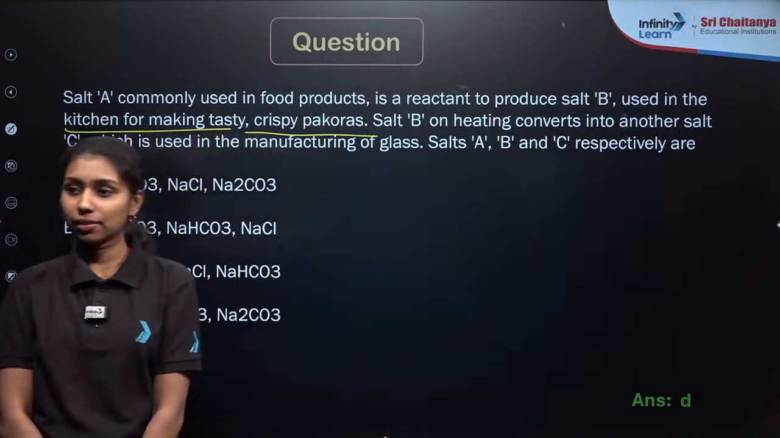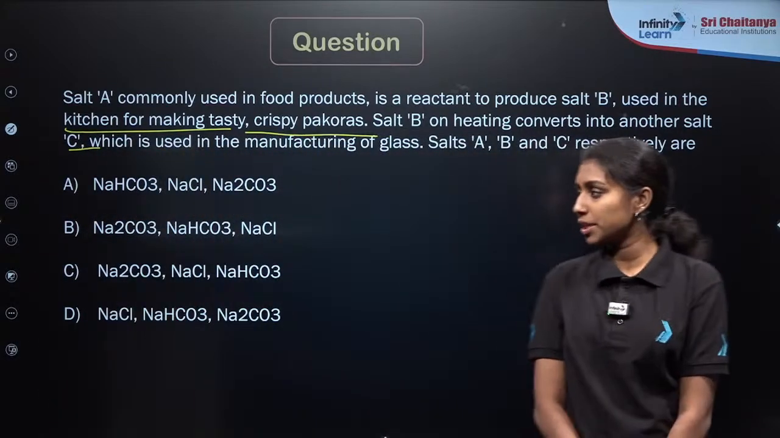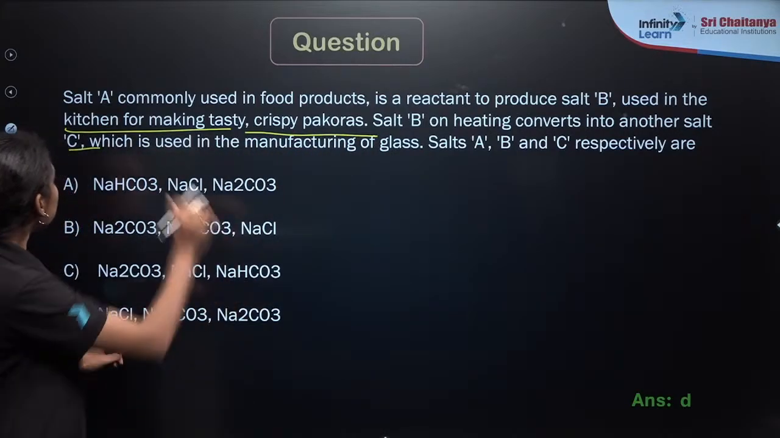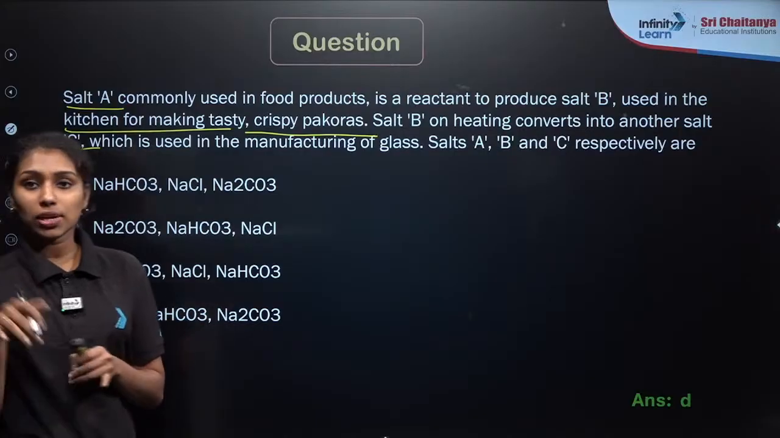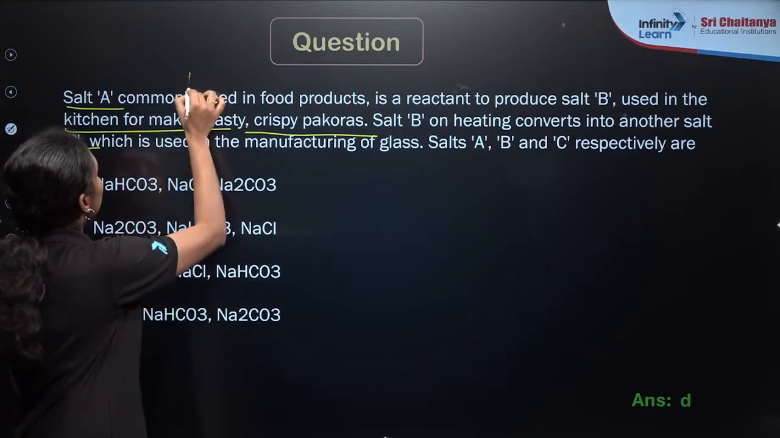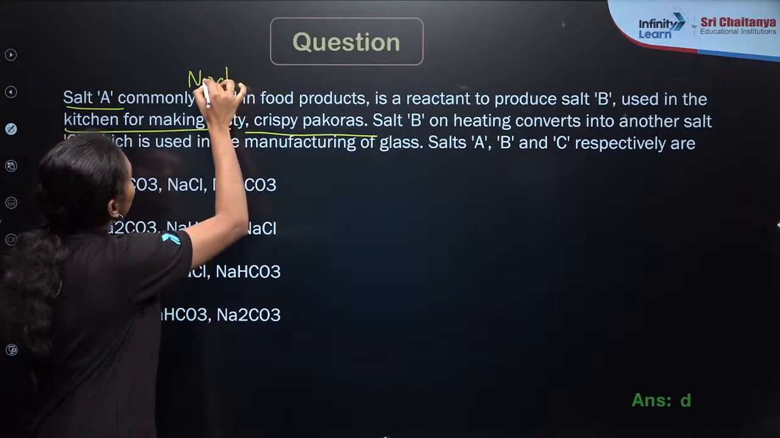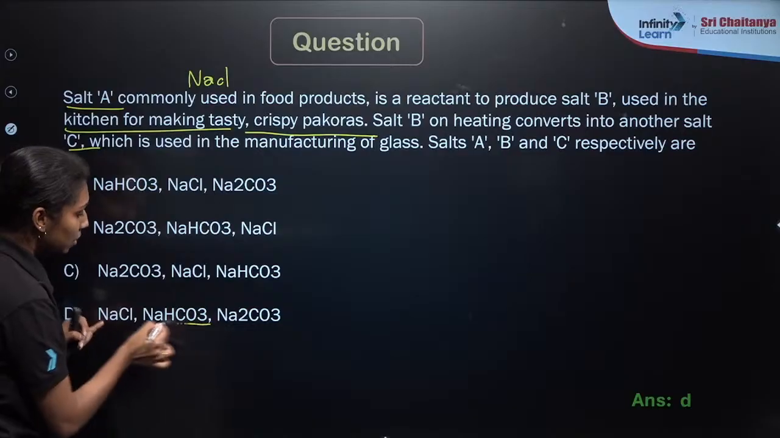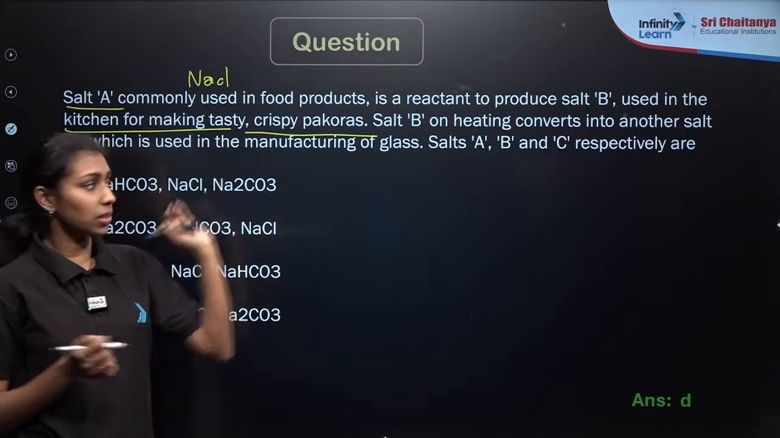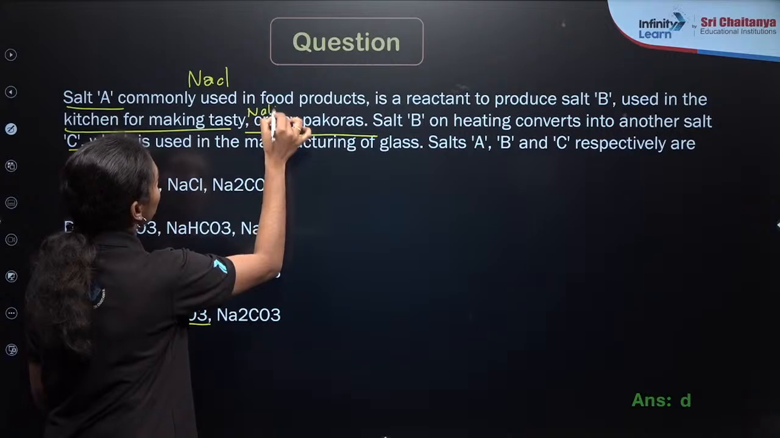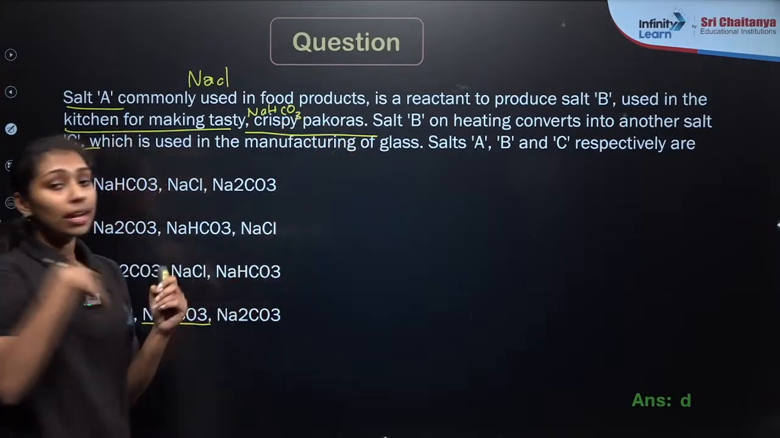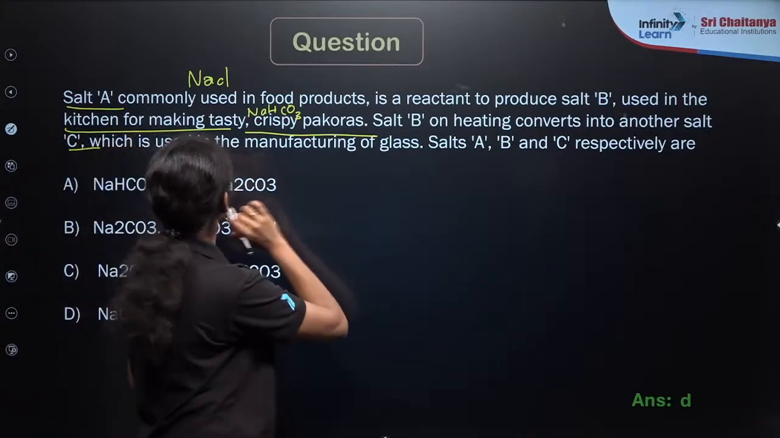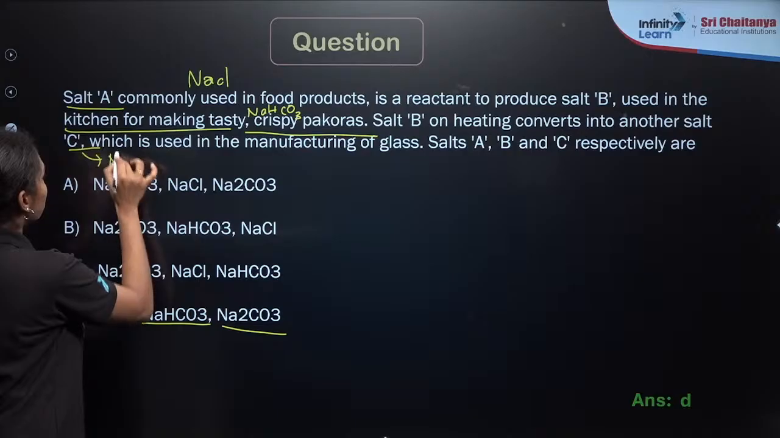So there is no correct answer I have seen in the comment box. So option D will be our correct answer, that is NaCl, NaHCO3 and Na2CO3. Here NaCl is the salt commonly used in our food products, known as table salt. Table salt, NaCl, when it reacts, forms another salt, NaHCO3, that is baking soda, which is used for crispy and tasty pakoras in the kitchen. So it will be baking soda, NaHCO3, which on heating produces another compound, Na2CO3, sodium carbonate. The salt C will be sodium carbonate, or Na2CO3.